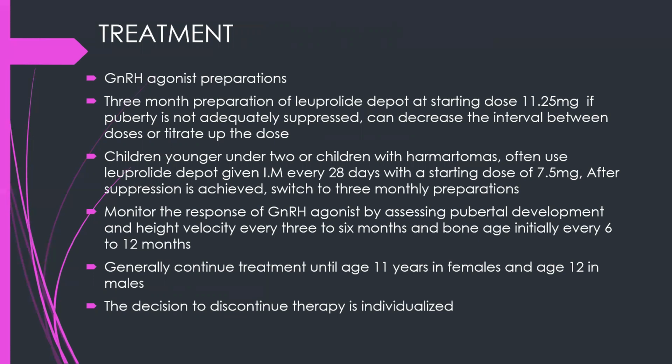Monitor the response to the GnRH agonist by assessing pubertal development and height velocity every 3 to 6 months, and bone age initially every 6 to 12 months. Generally continue the treatment until age 11 years in females and age 12 in males, but the decision to discontinue the therapy is individualized.